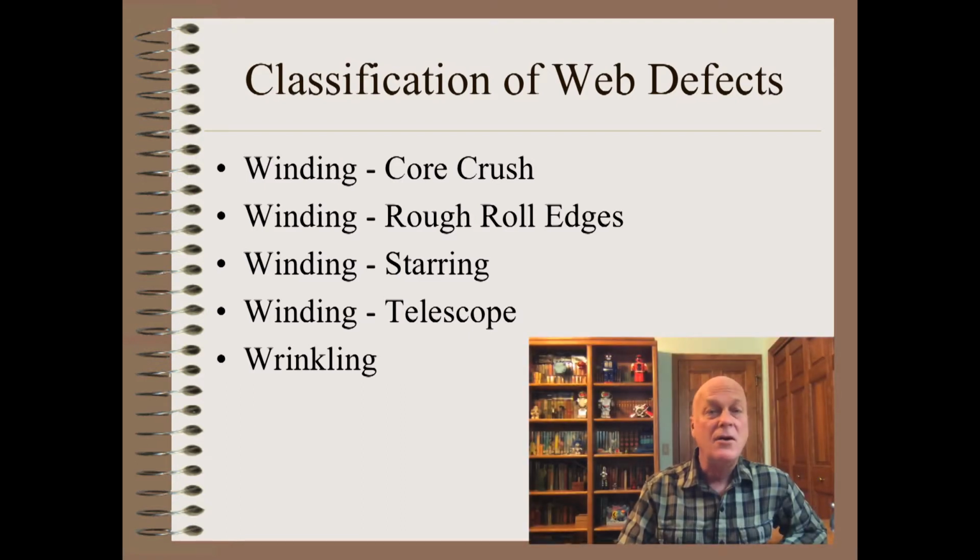We have by no means classified all defects and could not cover them in anything like a conference talk even if we had. What we are going to do is merely illustrate how this can be done with some very common defects that almost every one of you will see almost every day. These include winding defects such as core crush, rough roll edges, starring, and telescoping. These also include almost every flatness and wrinkling issue you will ever run into. Stay tuned.